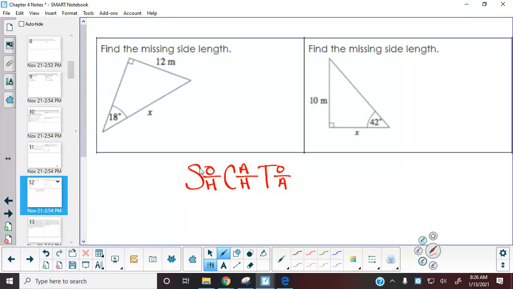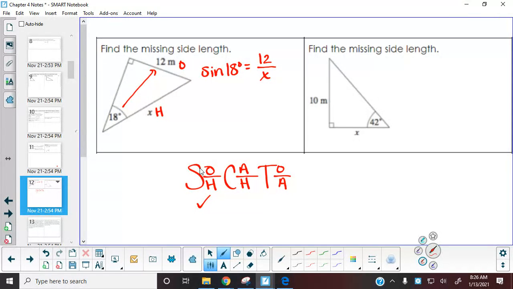The first thing that you need to do is identify which pair of sides you are given. So first off, if we're looking at this 18 degrees, the opposite side is the 12. The x in this case is your hypotenuse because it's across from that right angle. So if we're dealing with the opposite and the hypotenuse, that tells us that we're going to be using sine. So what we would need to do is go ahead and set up our equation. Sine of the angle is equal to the ratio opposite over hypotenuse, so 12 over x.